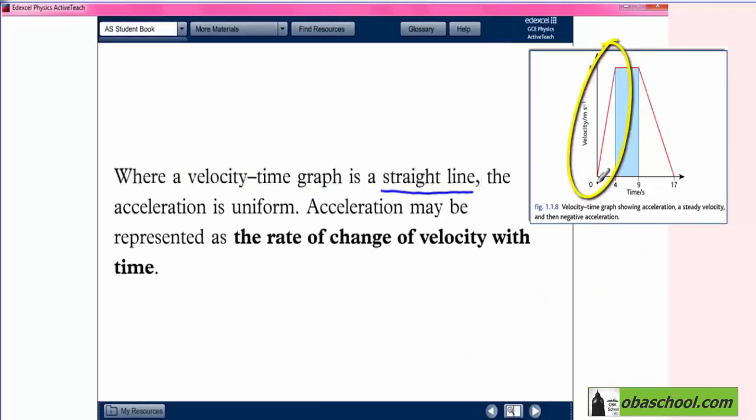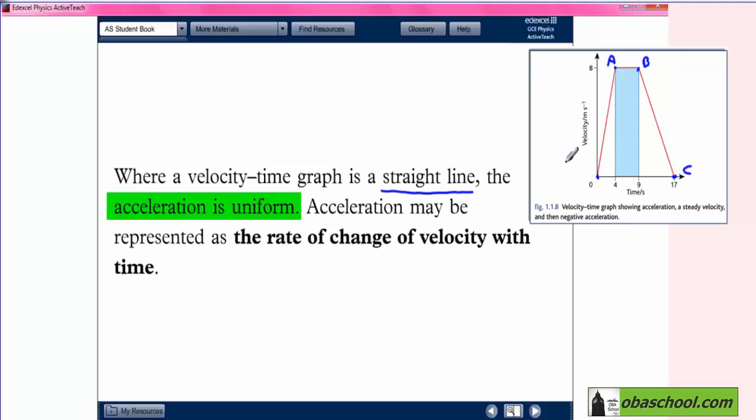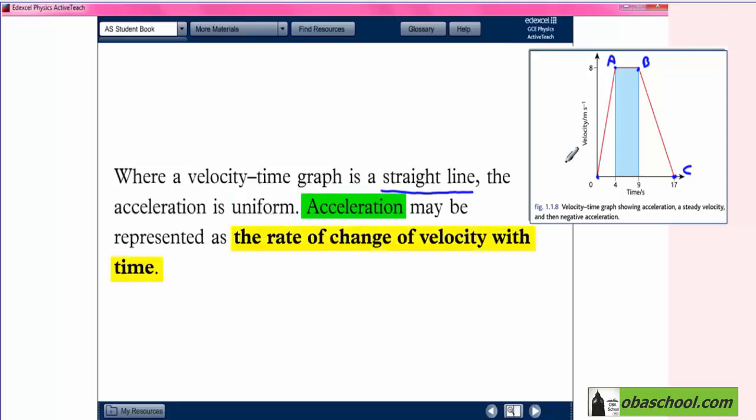in the first part of the graph, or in the second part, if we call these points A, B, and C, from O to A and from B to C, we can say that the acceleration is uniform. Acceleration may be represented as the rate of change of velocity with time.